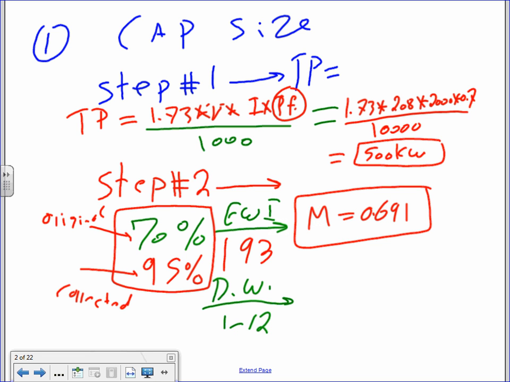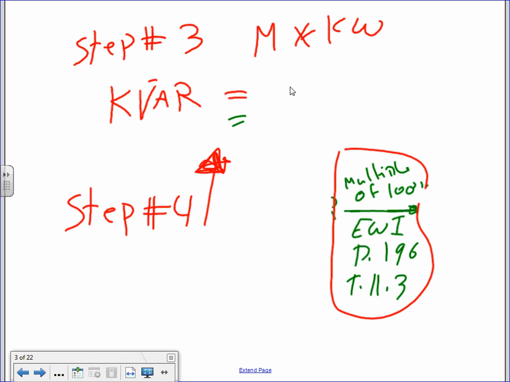Any comments, any questions? Straightforward. Find the true power, multiply it by the multiplier. Okay, now this is step one. Step three, gentlemen and ladies, you need to take the multiplier and multiply it by the power factor.